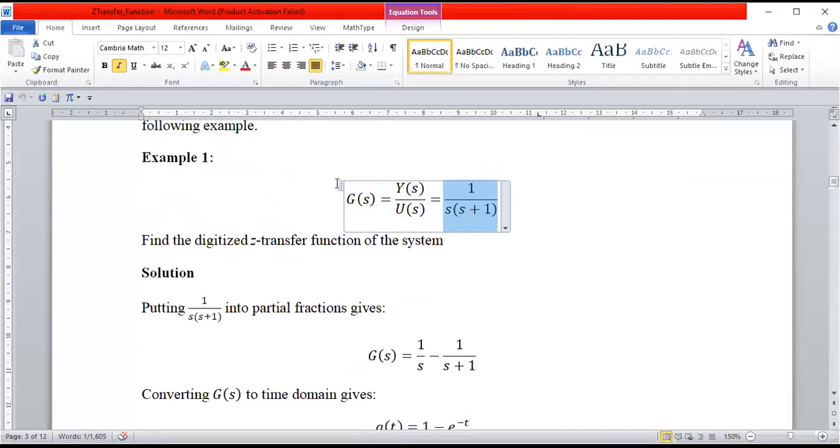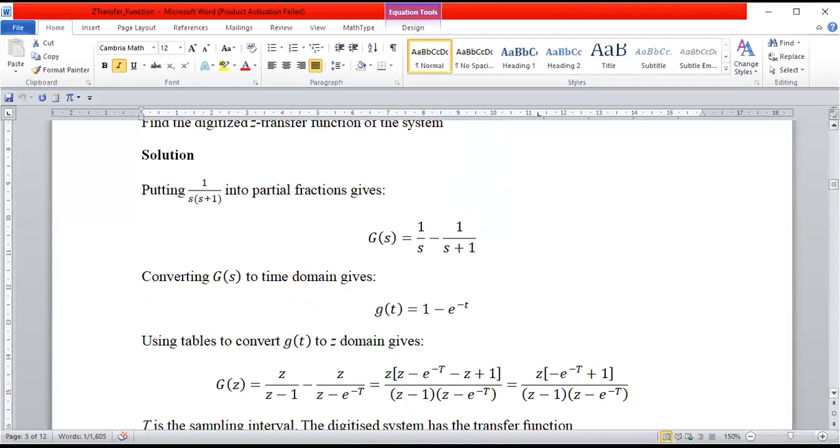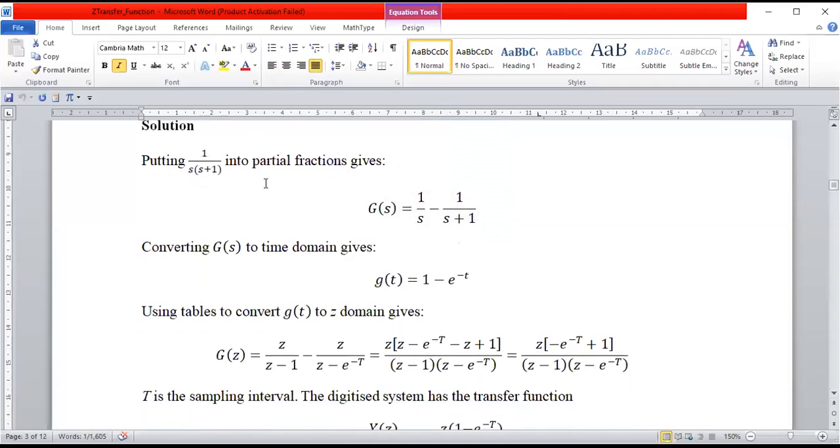And the first step you're going to do is to separate this transfer function into its partial fractions. I didn't go through the steps of separating it out, but when you break down this transfer function into partial fractions, you're going to get this.